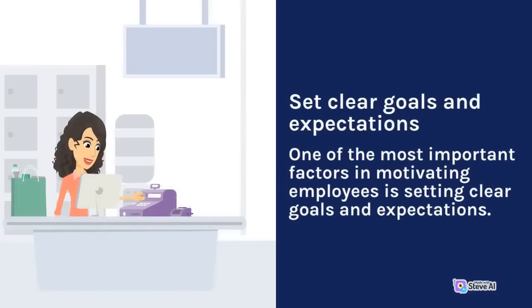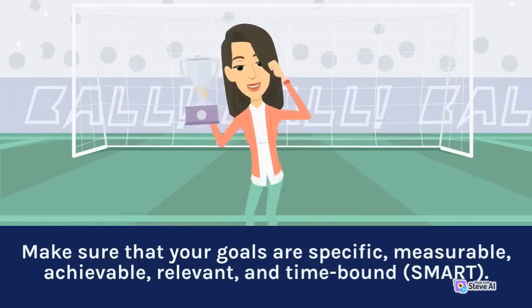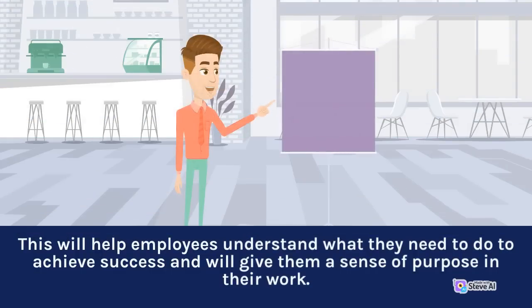Set clear goals and expectations. One of the most important factors in motivating employees is setting clear goals and expectations. When employees know what is expected of them and what they are working towards, they are more likely to be motivated to achieve those goals. Make sure that your goals are specific, measurable, achievable, relevant, and time-bound. SMART. This will help employees understand what they need to do to achieve success and will give them a sense of purpose in their work.